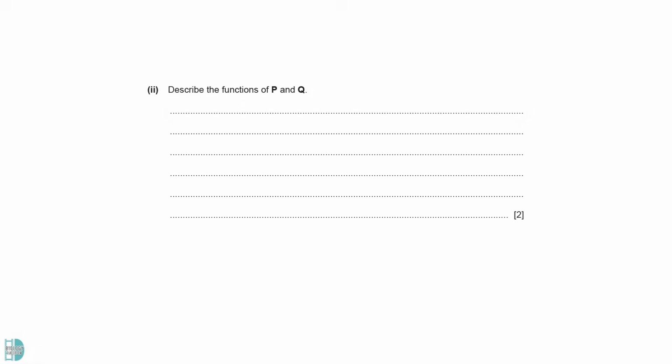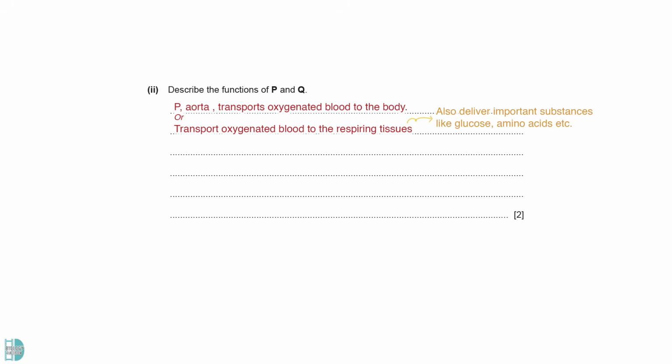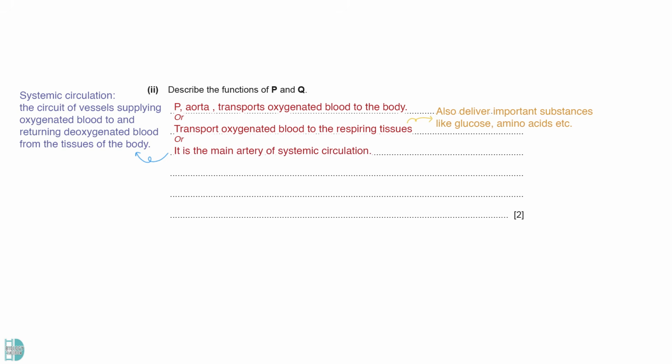2. Describe the functions of P and Q. The aorta transports oxygenated blood to the body. Oxygen and respiratory substrates such as glucose are delivered to the respiring tissues. It is the main artery of systemic circulation. Systemic circulation is the circuit of vessels supplying oxygenated blood to and returning deoxygenated blood from the tissues of the body. The blood is transported at high pressure to reach the organs.